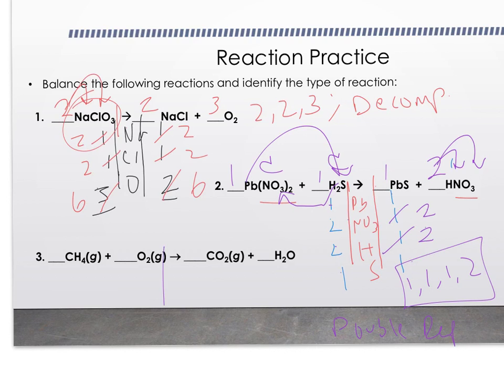And then my last one, I have C, H's, and O's. So on the left side, I have 1 carbon, 4 hydrogens, and 2 oxygens. And then on the right, I have 1 carbon, 2 hydrogens, but then I have the 2 plus 1, so I have 3 oxygens. Again, our issue is the 2 and the 3 here.